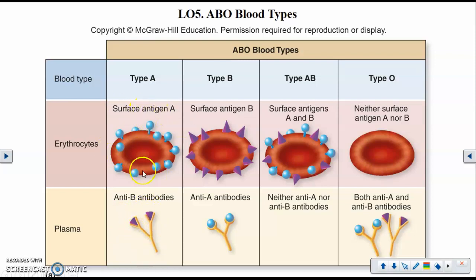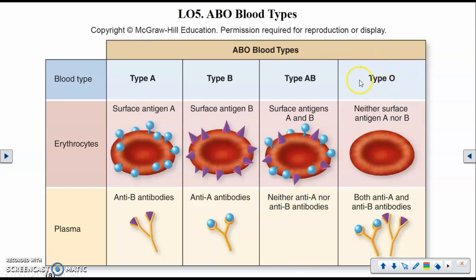So if you're type A, that means you have antigen A, and you have the opposite antibody, which is antibody B. If you're type B, you have the B antigen, but you have the A antibody. And if you are type AB, that means you have both antigens on the surface of your red blood cell. You obviously should not have either antibody, correct? Because you don't want any antibodies attacking your own red blood cells.